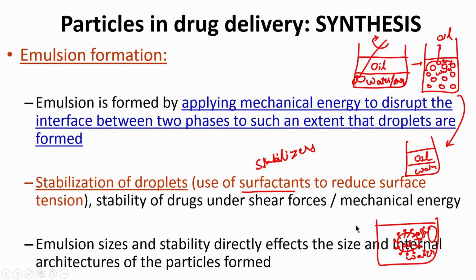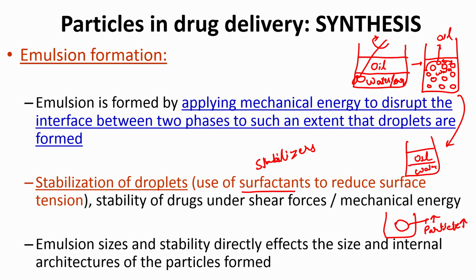And once we have that, the emulsion size and the stability will directly affect the size and the internal architecture of the particle formed. So, the bigger the droplets that we have, the bigger the particle. If this is higher, then eventually the particle will also be bigger, and that is because whatever polymer is there will essentially collapse and there will be more polymer in the bigger droplet. So, that is how you will determine the sizes of your particle.